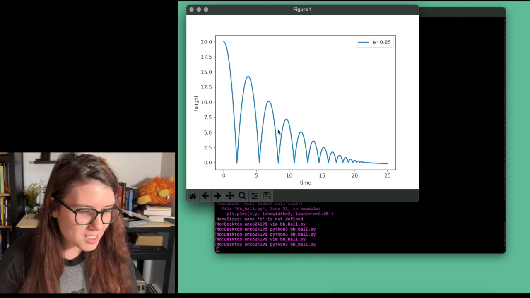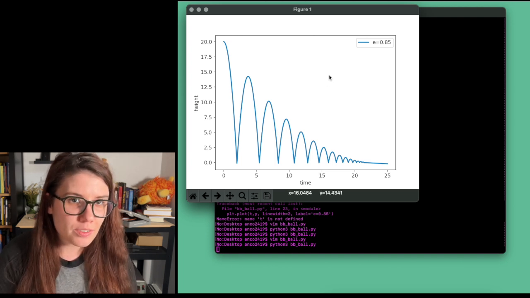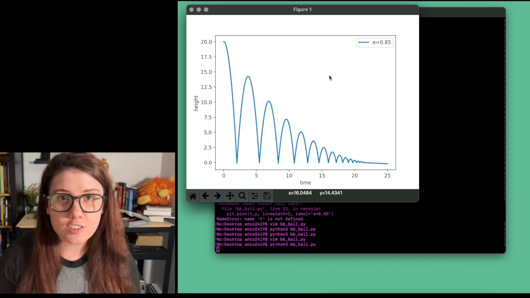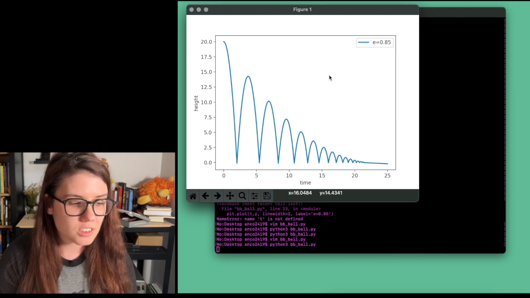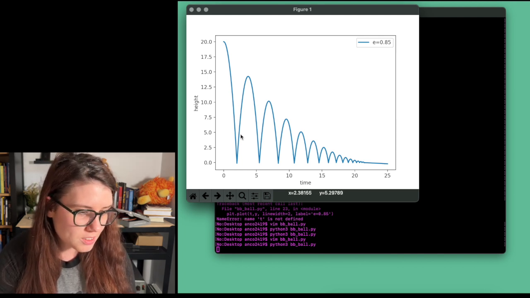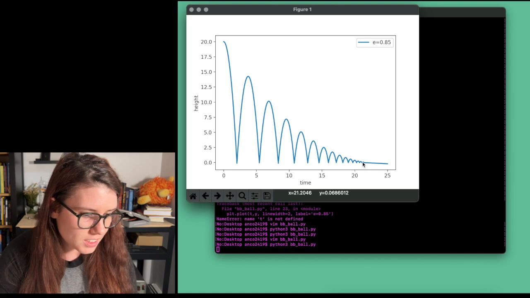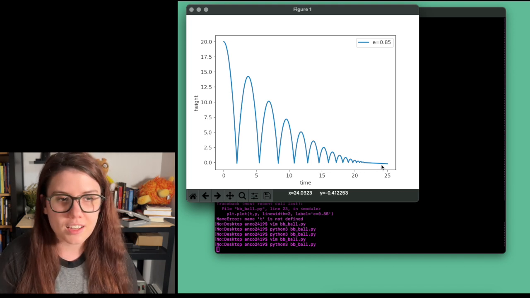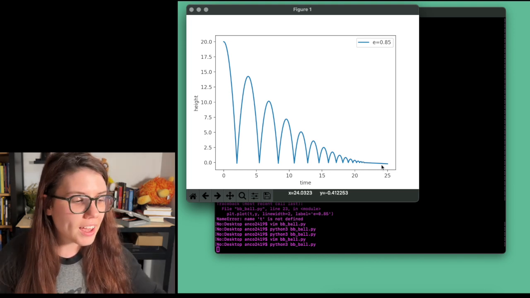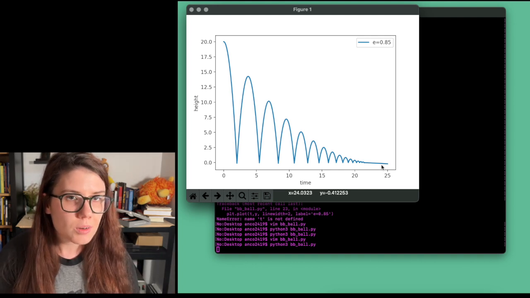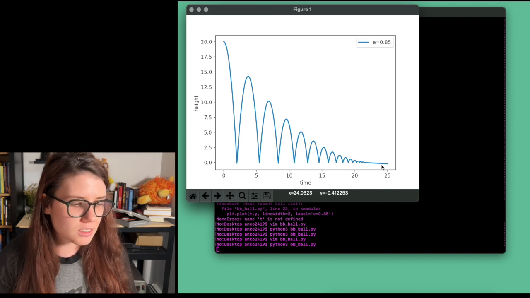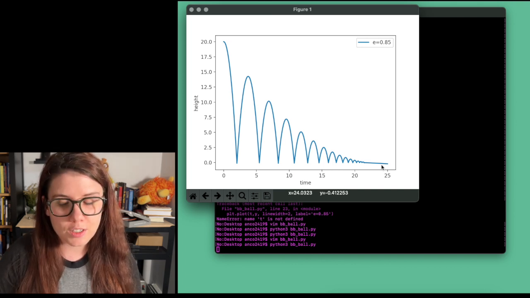Yay! So there we did it. We ran a physics simulation. We calculated the trajectory of a ball that is dropped from a height of 20 meters with a coefficient of restitution of 0.85. So it goes like this, and then eventually it just stops bouncing. So if I asked you, I dropped this ball from this height, it has this coefficient of restitution, how many bounces would it do? You could use this physics simulation to figure it out.